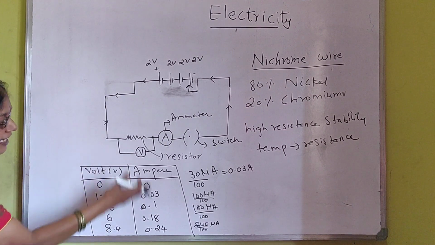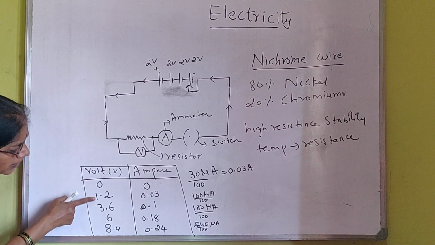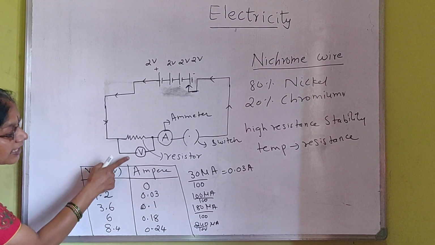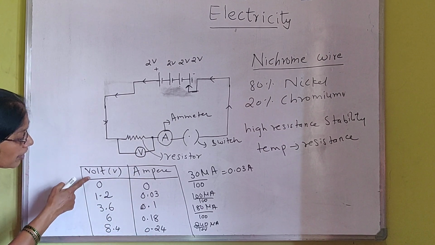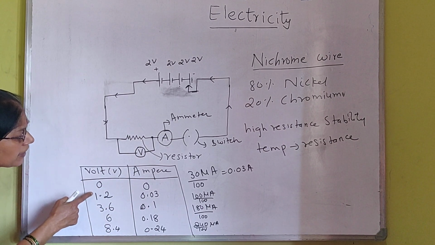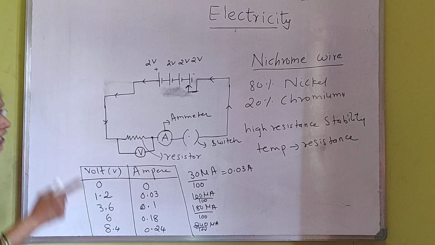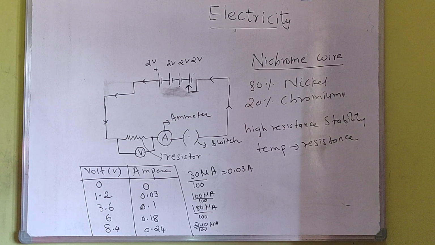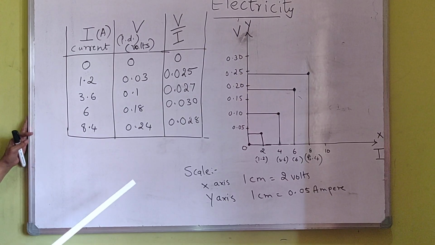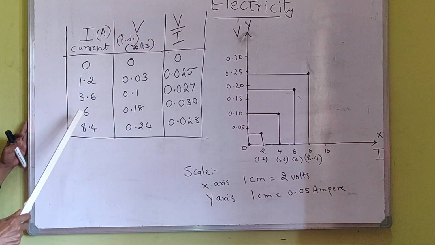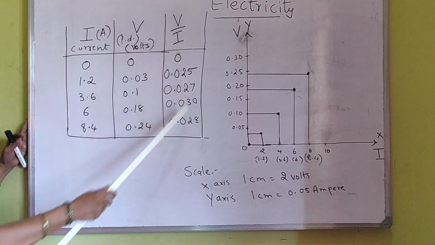Seeing the table, we can see that as the voltage increased, the current also increased. What does this show? That the voltage and current are directly proportional to each other. These were the results we got from the experiment. Let us draw a table out of this.